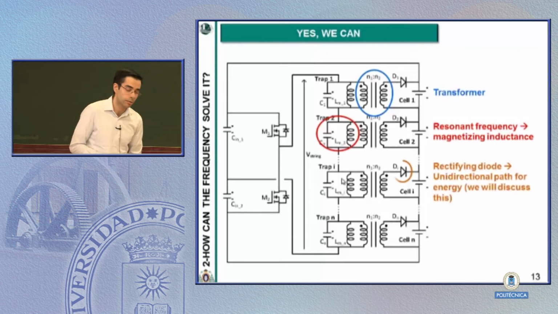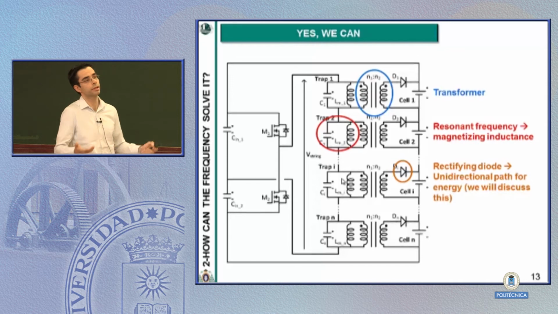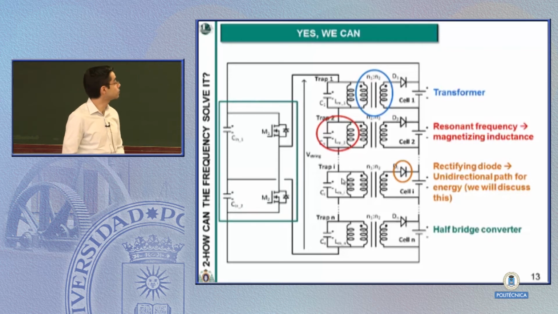And I have a rectifying diode, because I want the traps to always inject energy into the chosen cell, not extract energy from the cell. And obviously, I need something to provide the voltage to the string of traps. In this case, it's going to be a half-bridge converter.